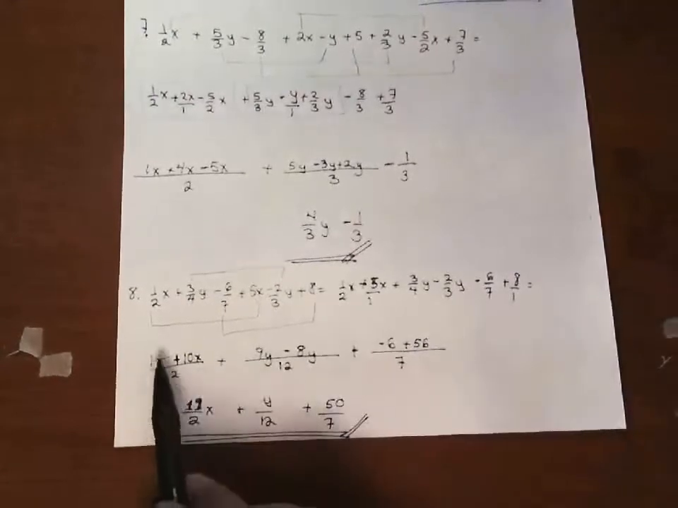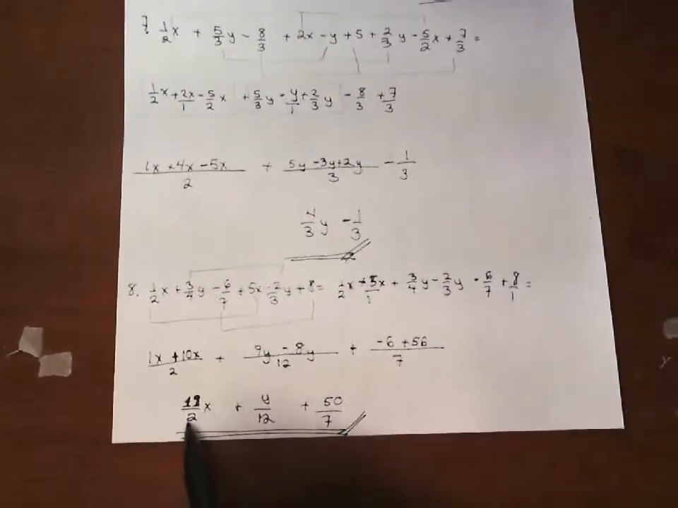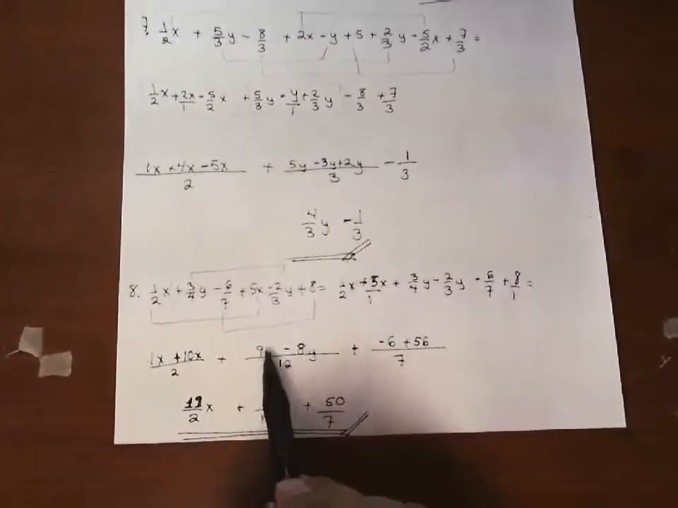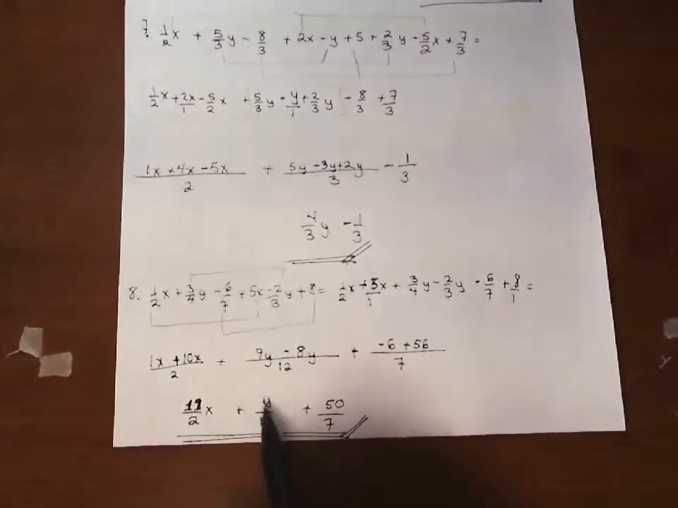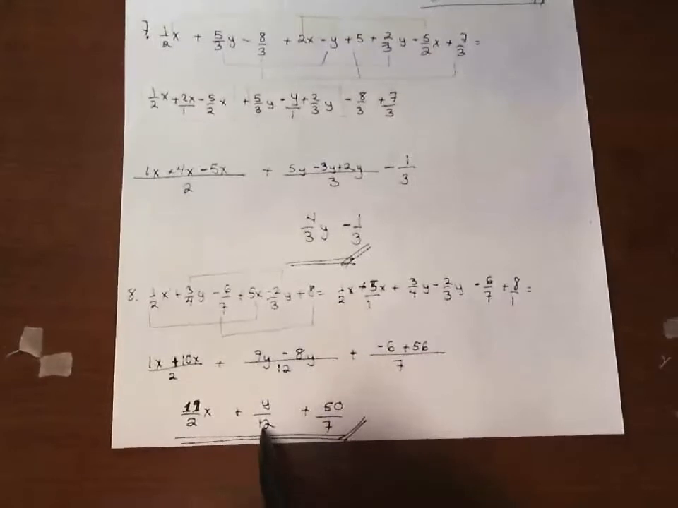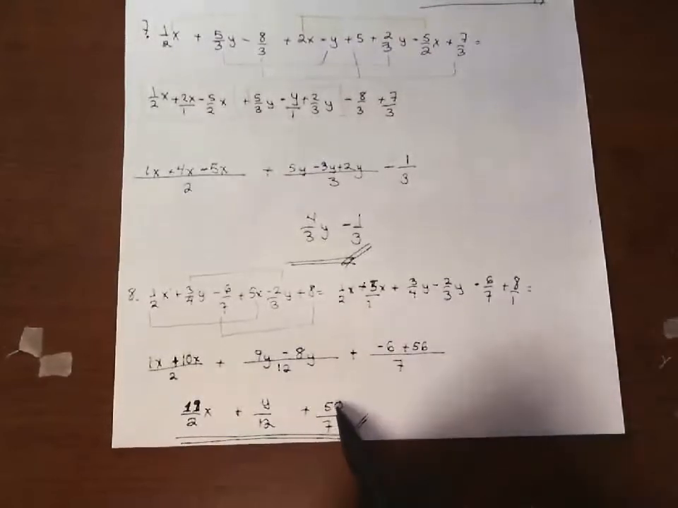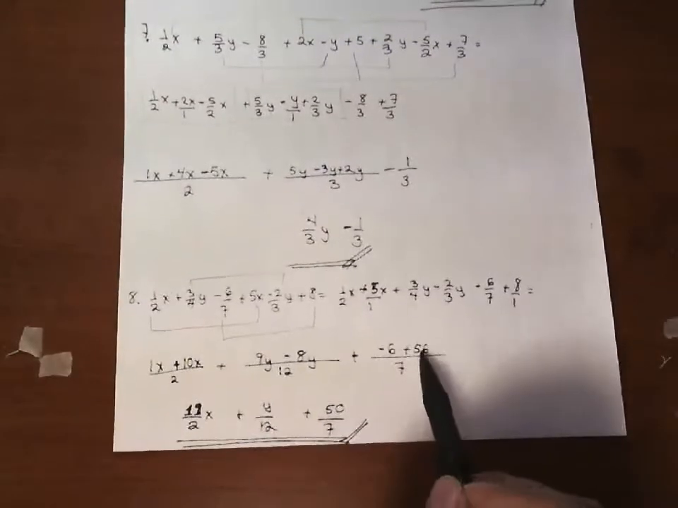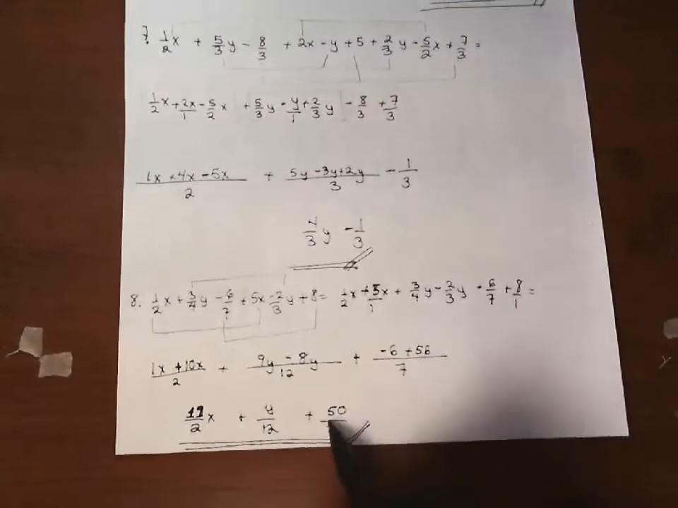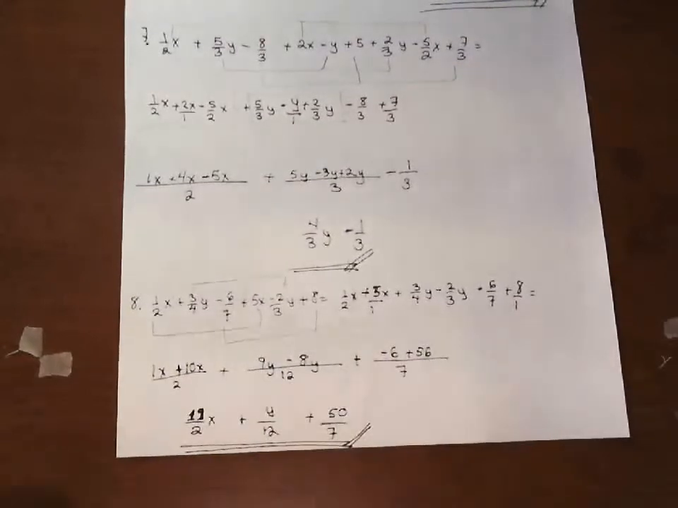So all I have to do is add this up. 1 plus 1 equals 1, 1 halves of x. 9 minus 8, 1/12 of y. And minus 6 plus 56, 57. There you go.